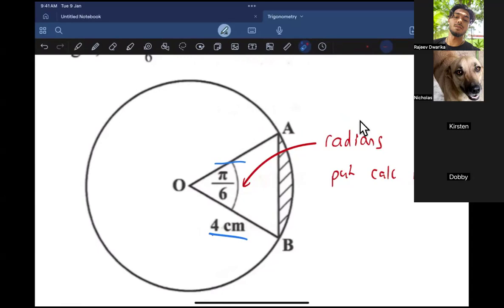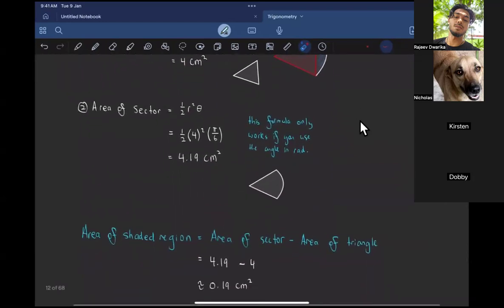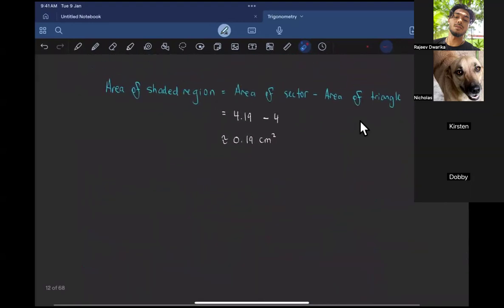So Kira, which one, just by looking at it, which looks bigger? The area of the triangle or the area of the sector? The area of the sector. And then we see that via calculations. So the area of the shaded region was 0.19 centimeters squared. You understand the question?